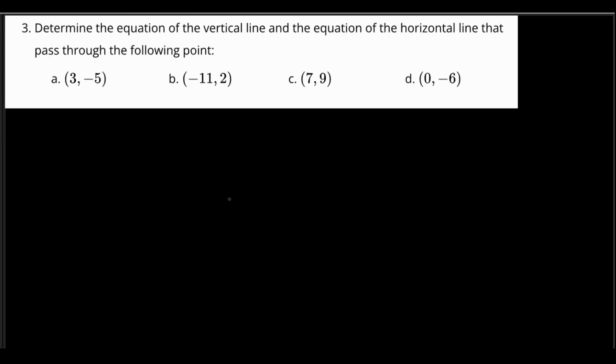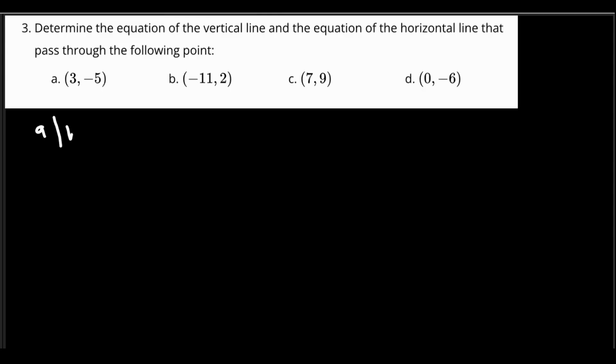Moving on to question 3. The question is asking us to determine the equation of the vertical line and the equation of the horizontal line that pass through the following points. Okay, so we can just focus on A for now. And the question is really saying if this point was a vertical line, then what would the equation be? And if it was a horizontal line, then what would it be as well?